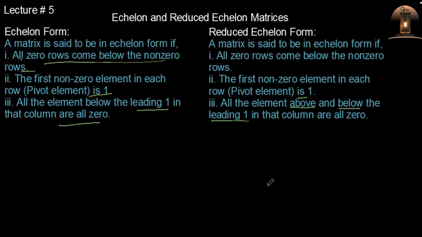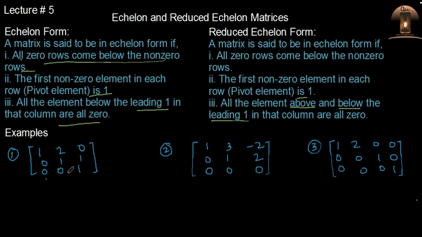Let us see some examples and identify whether the forms are echelon form or reduced echelon form. Let's suppose we have three matrices. In the first one we have the elements 1 2 0, 0 1 1, 0 0 1. Let us find out whether it is an echelon form or reduced echelon form of a matrix or not.